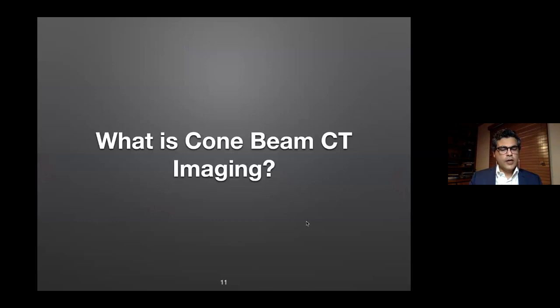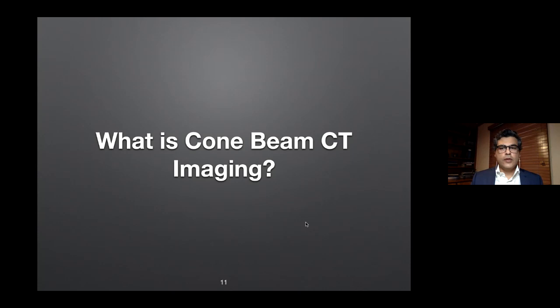So what is cone beam CT imaging? Is it different than conventional CT? Holistically, no, but technically, yes. The main difference between cone beam CT and conventional CT, or the CT scanners found in hospitals or independent imaging centers, is that cone beam CT is optimized for hard tissue imaging, for bone and for teeth, whereas conventional CT can image a broader range of tissues. So that's where the main difference comes from. And then of course there are technical differences and differences in radiation dose as well.